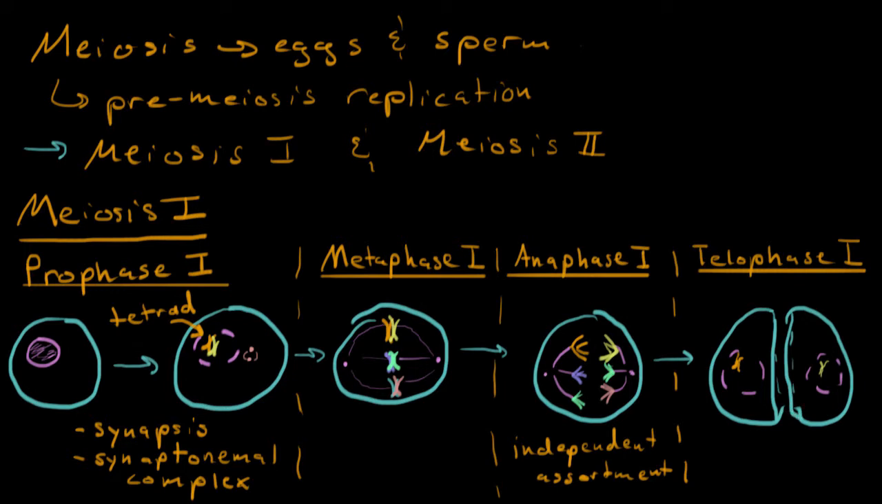So one thing that I want to mention at this point, the way that I've got this drawn, this is actually specific to a man because the 2 cells in telophase 1 are the same size. In a woman, one of them would be much larger than the other, and the smaller one would be called a polar body.